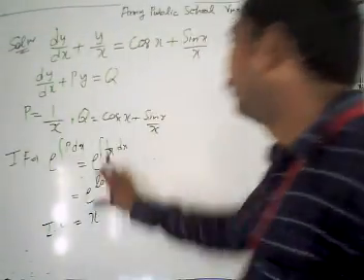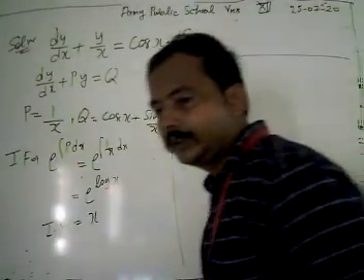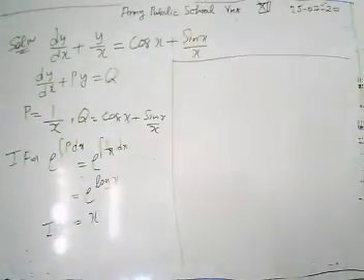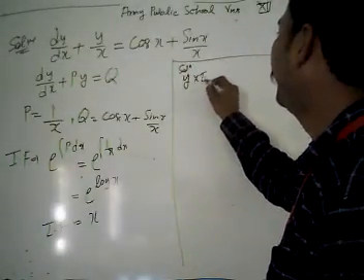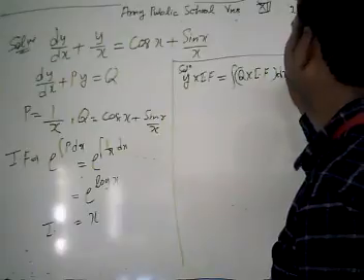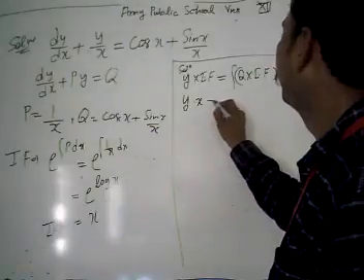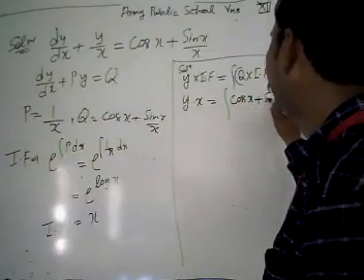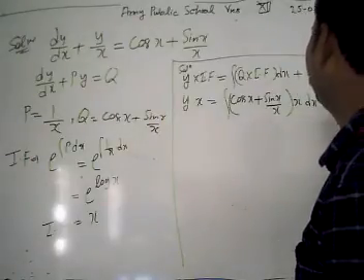Now after getting the IF, we move to get the solution of our linear differential equation. Since its form is dy by dx plus Py equal to Q, our solution is y into IF equal to integration of Q into IF dx plus c. What is our IF? It is x. What is our Q? Cos x plus sin x by x, into x, dx plus c.